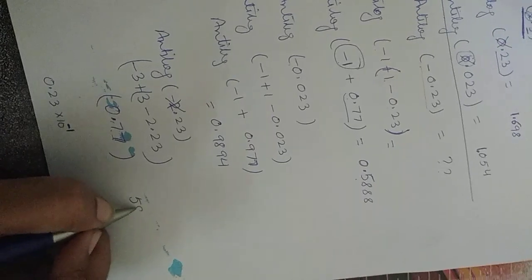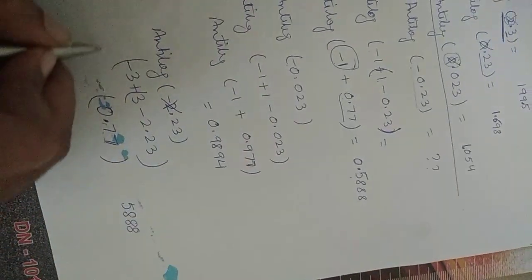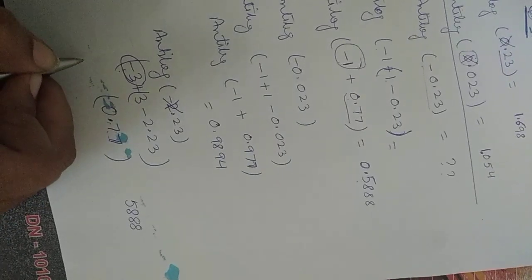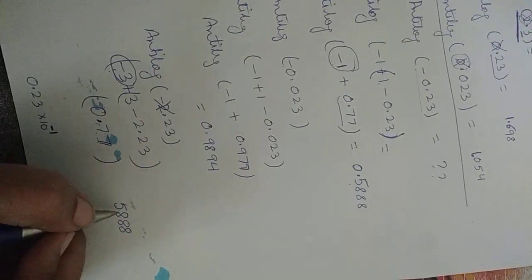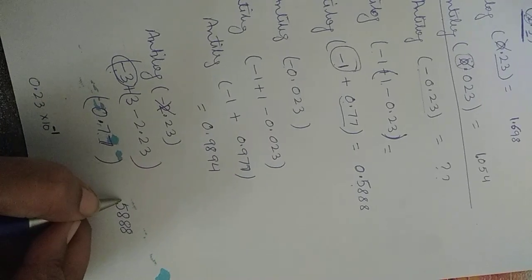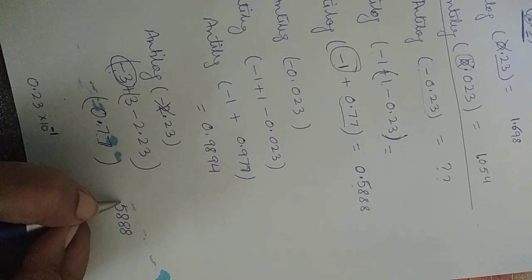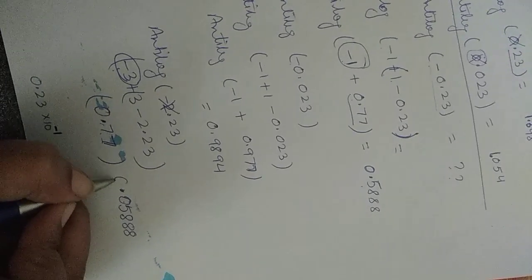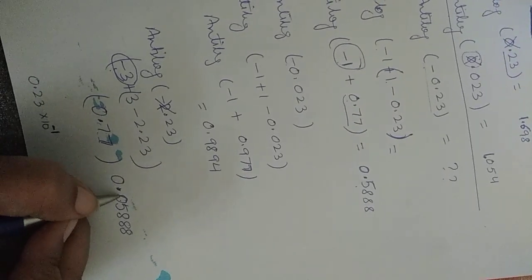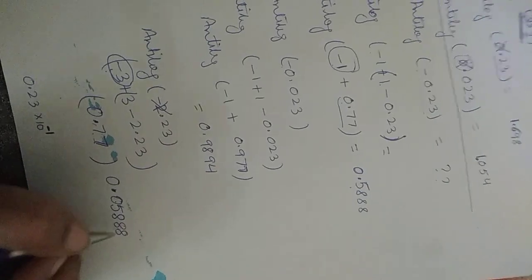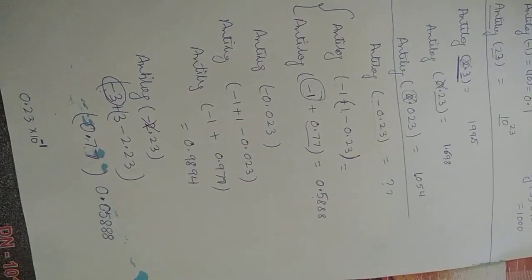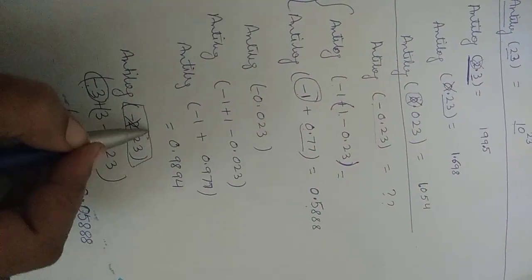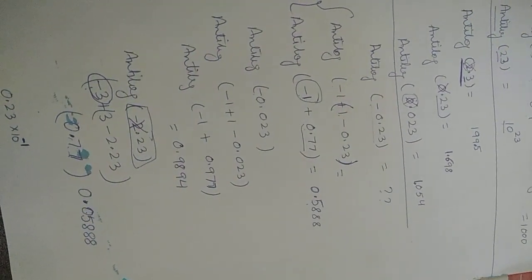It is 5888. Here it was minus 3. Minus 3 plus 1 is equal to minus 2. So what you do is, here it should be point, right? Add minus 2 more. So 0, 0. The answer will be 0.05888. This is how we see the anti-logarithm table. Particularly the minus ones you have to first convert to positive numbers.